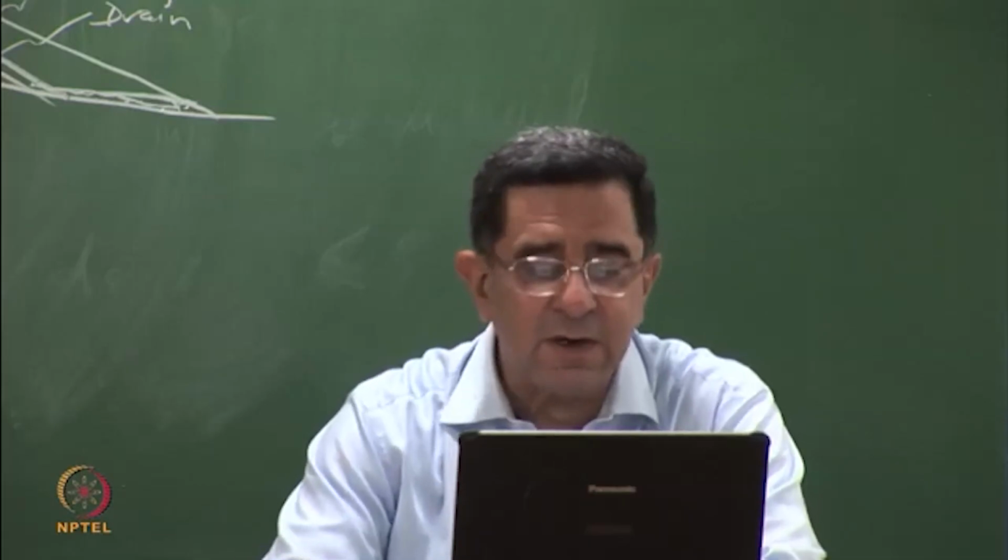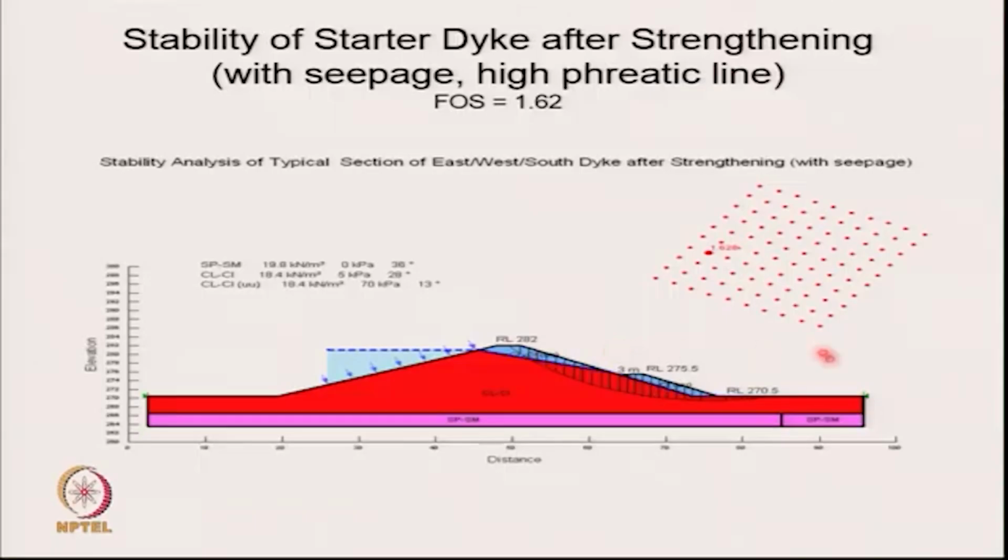Will the factor of safety depend on the width of the berm? The question being asked is, if instead of 3 meters, I had made it 5 meters, the stabilizing berm, please see the critical failure surface here. The stabilizing berm is more towards the resisting side. This side is the resisting side.